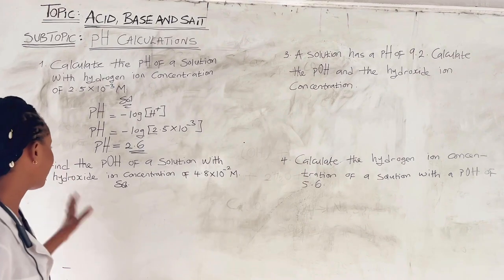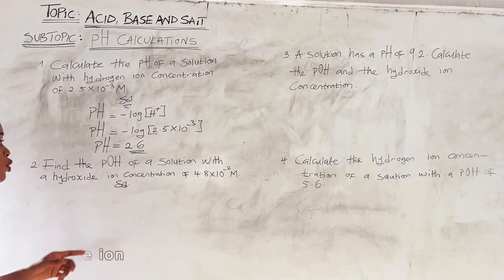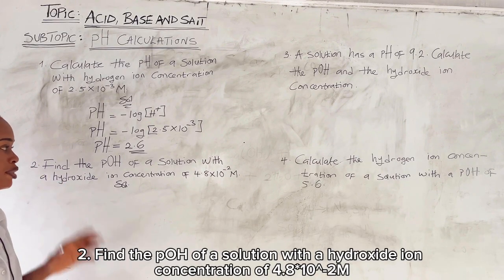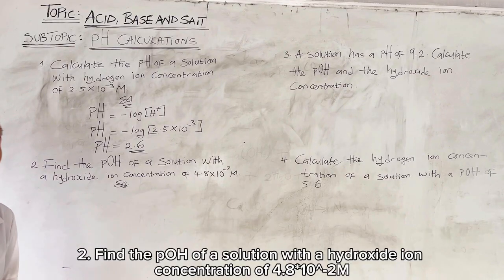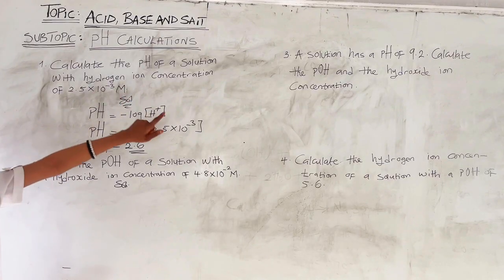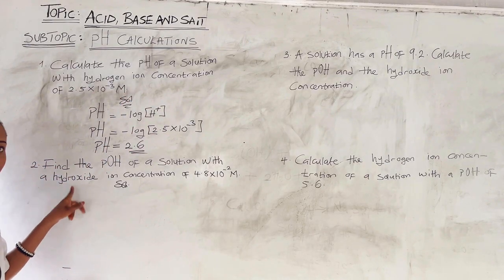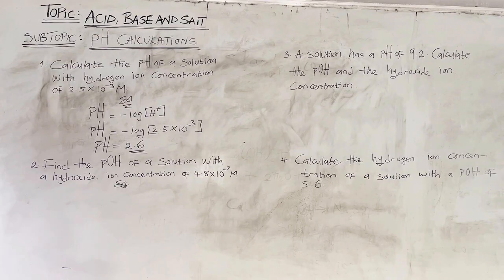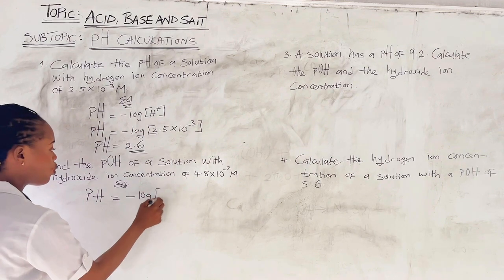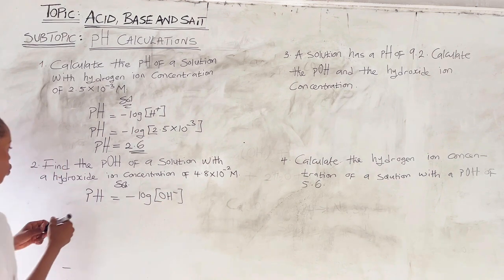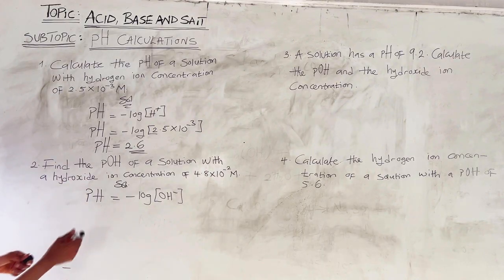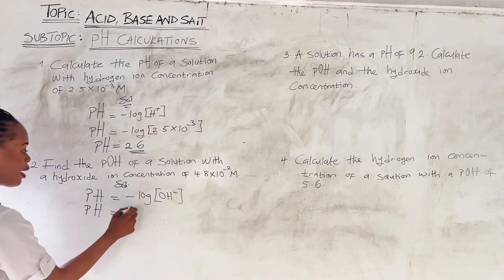I hope we understand. For the second question, the question says find the pH of a solution with a hydroxide ion concentration of 4.8 times 10 raised to power minus 2 M. We're going to be using the same formula, but in this case we're not dealing with hydrogen ion, which is our H plus. We're dealing with hydroxide ion, which is OH minus. So our formula is pH equals minus log OH minus, because we are dealing with hydroxide ion concentration. It's the same thing. So we're going to be writing pH equal to minus log.